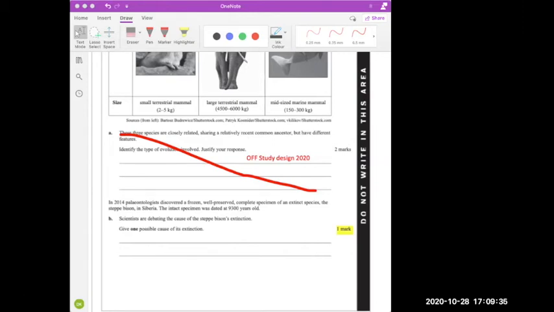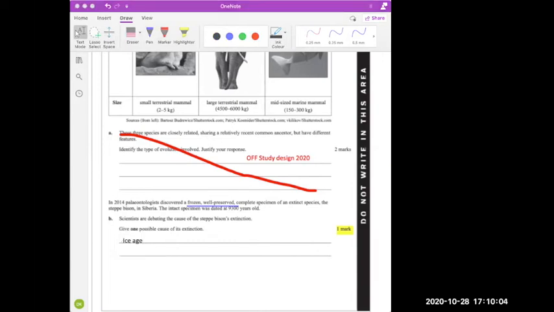So, the reason I've highlighted the 1 mark is, again, it's one of those classic 1 markers that have nothing to do with the theory that you have and all to do with common sense. You can really say anything here. One thing that comes to mind is that when they say frozen, well preserved, you could just genuinely say ice age. There's been a couple of ice ages in the Earth's history, so an ice age is a possibility.